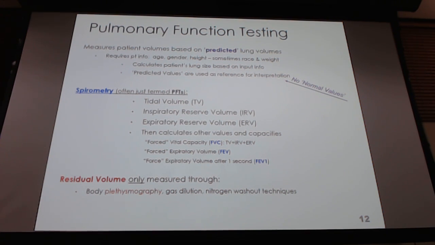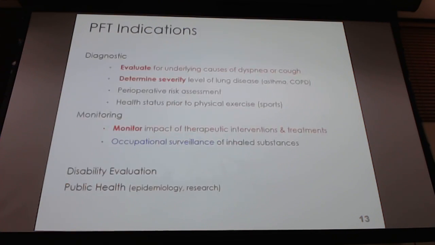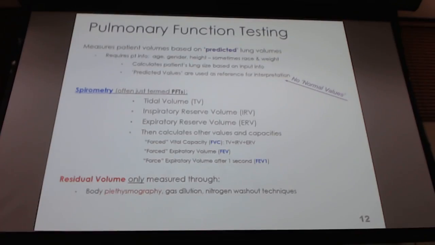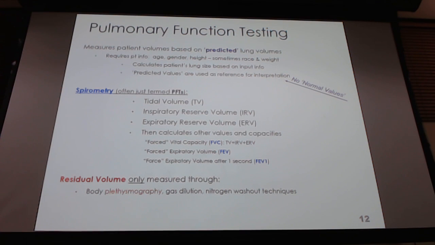Our residual volume can only be measured through body plethysmography, so you will not get something on your PFT that discusses residual volume at all. We'll just be talking about tidal volume, the inspiratory reserve, the expiratory reserve, and that equals the FVC. We put the F in front of it because when you do a PFT, it's dynamic, so it's a forced vital capacity. But that's going to be important.